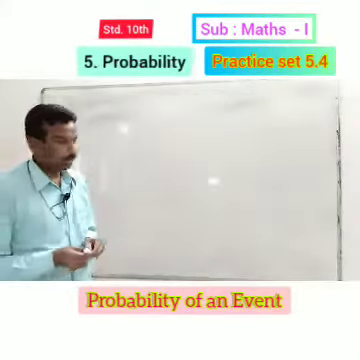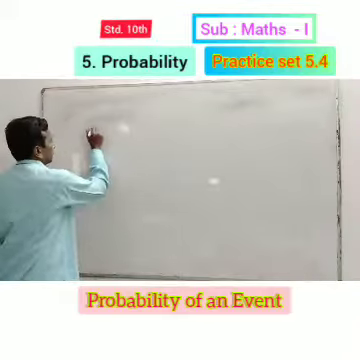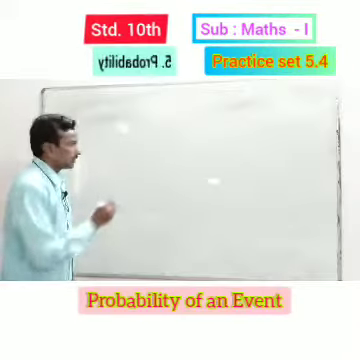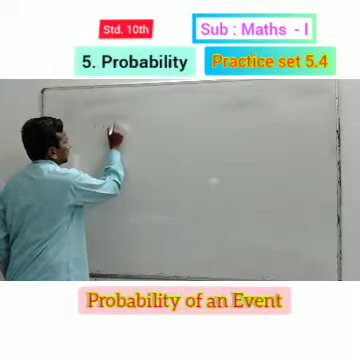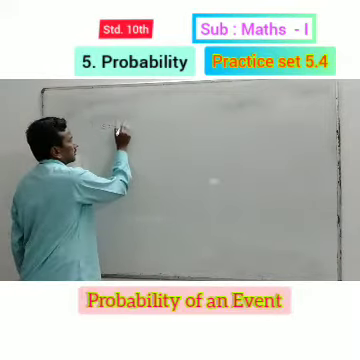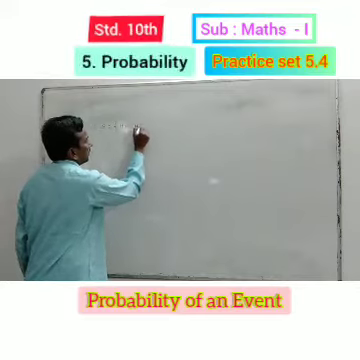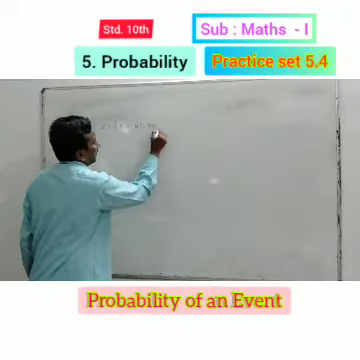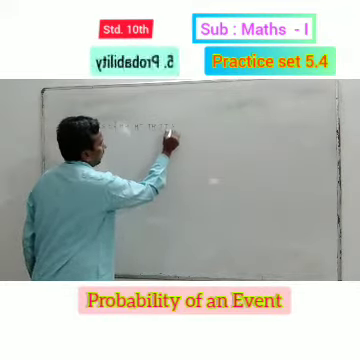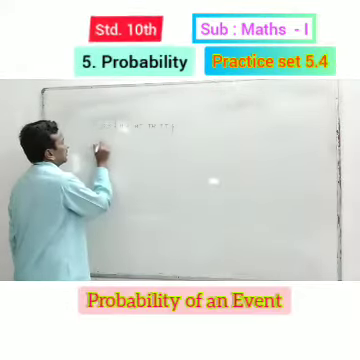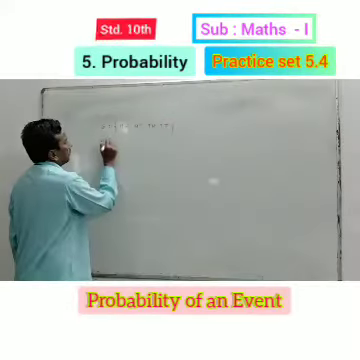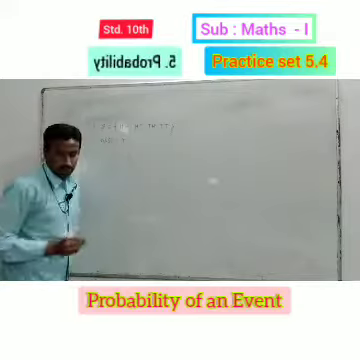If two coins are tossed, then the sample space is: head head, head tail, tail head or tail tail. These are the possibilities in the sample space. Therefore, number of S is equal to 4.